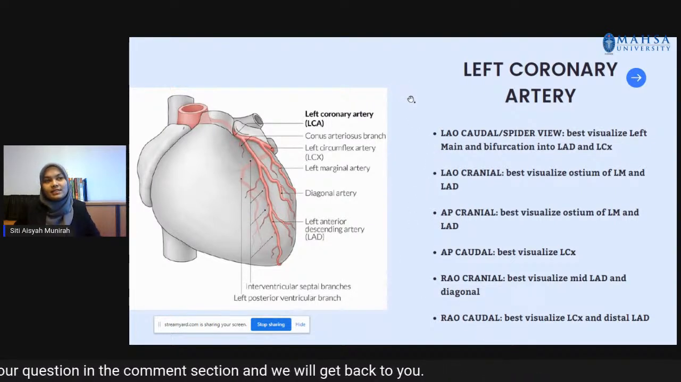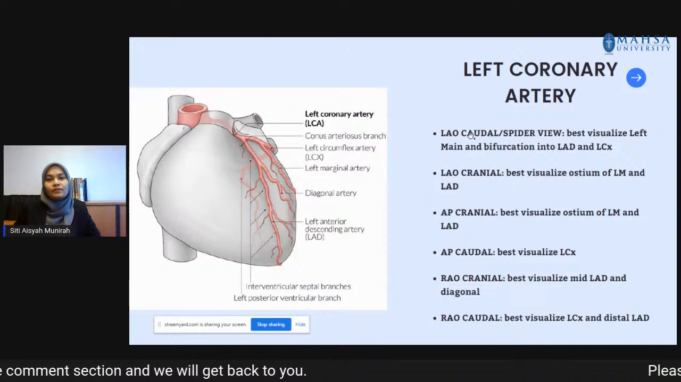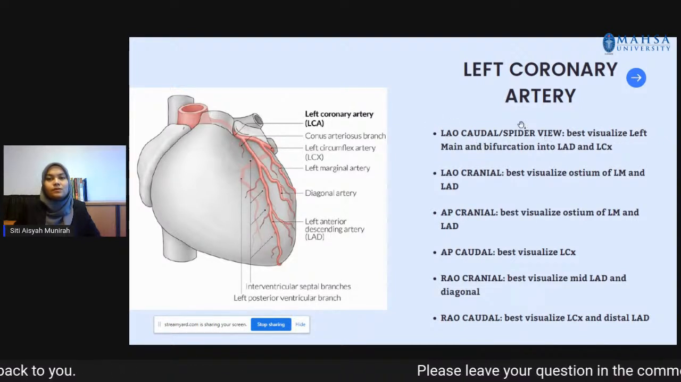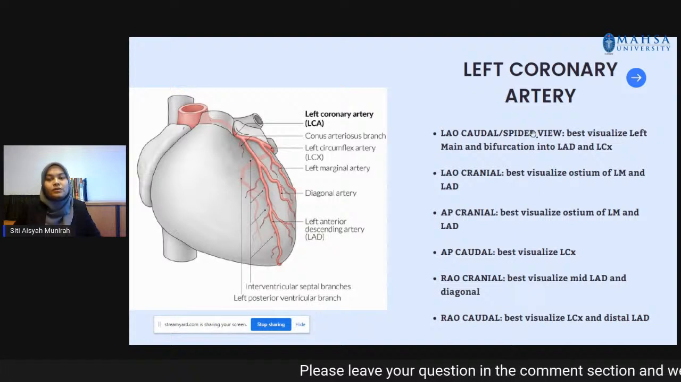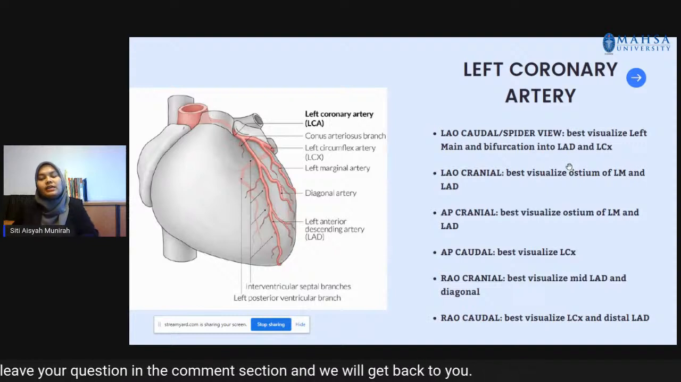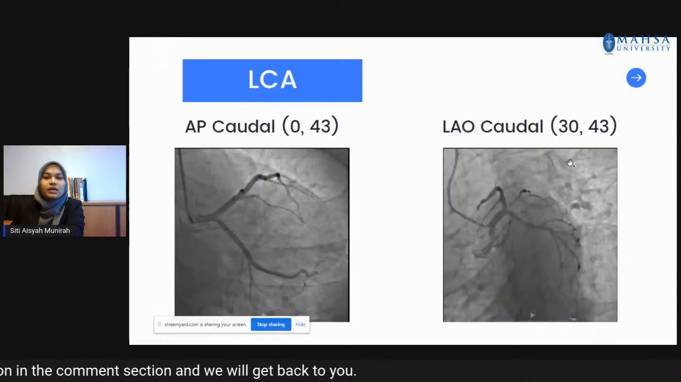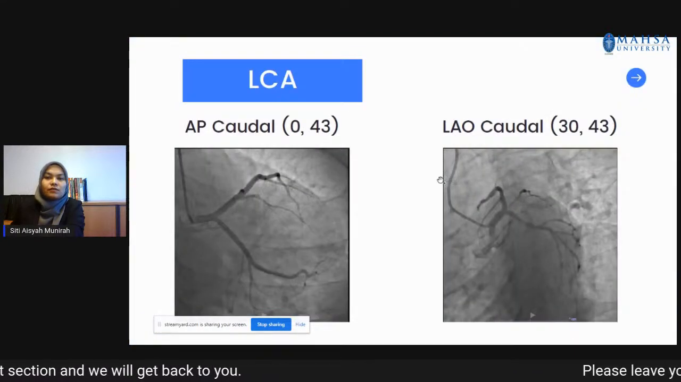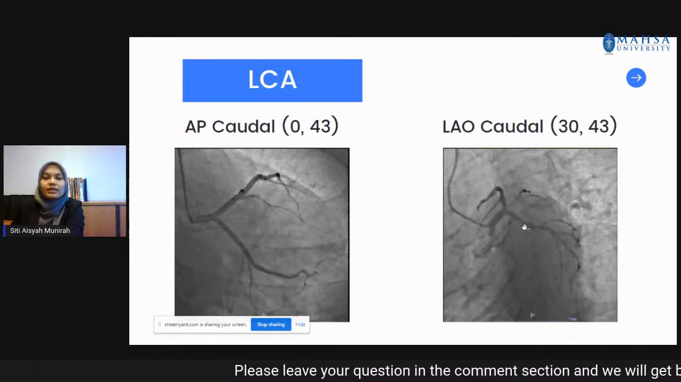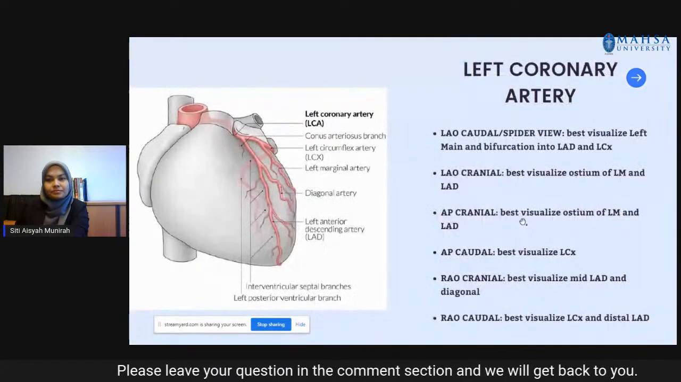For the visualization of the coronary arteries. First is the LAO caudal, left anterior oblique caudal, also known as the spider view. This spider view best visualizes the left main and also the bifurcation of the LAD and left circumflex. So this is the image of the LAO caudal, the spider view, which shows the LAD and also the circumflex.